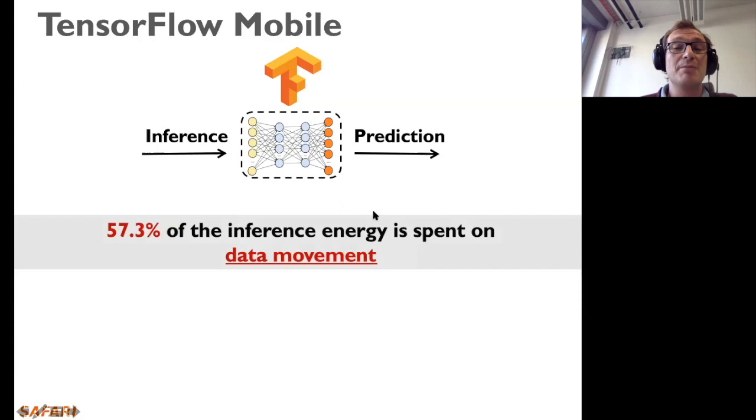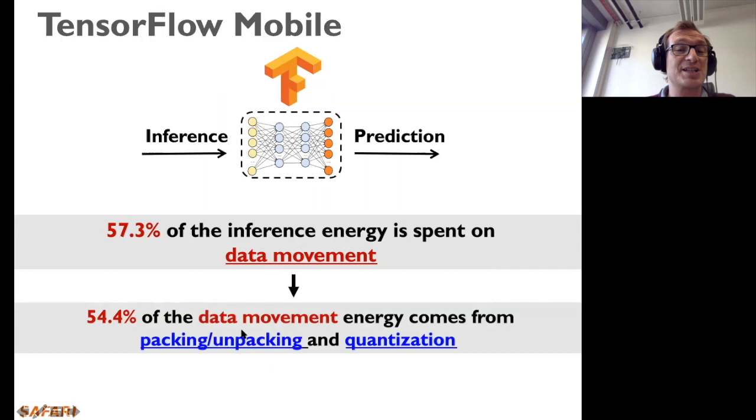But basically, this paper analyzes how much energy is spent on data movement in inference tasks in commonly used networks in TensorFlow. And we found out that more than 57% of the inference energy is spent on data movement. And there are two simple functions. These are two examples of simple functions, packing and unpacking of data and quantization of data, that are responsible for more than 50% of the data movement. I'm going to go into a little bit more detail.